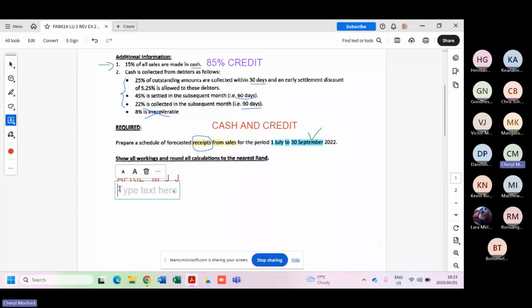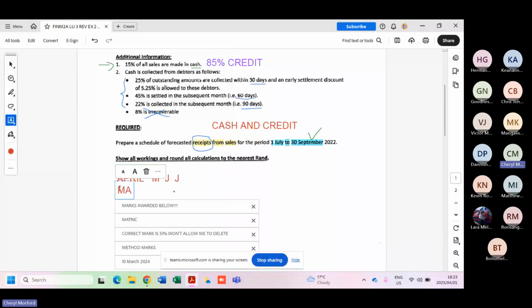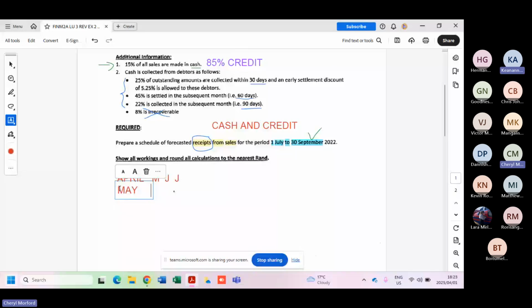Then we're going to have a sale in May, and we're going to follow the timing over there. When are we getting the first installment in? 1 month later, which would get us to June. Then the second lot, July. The final installment, August.